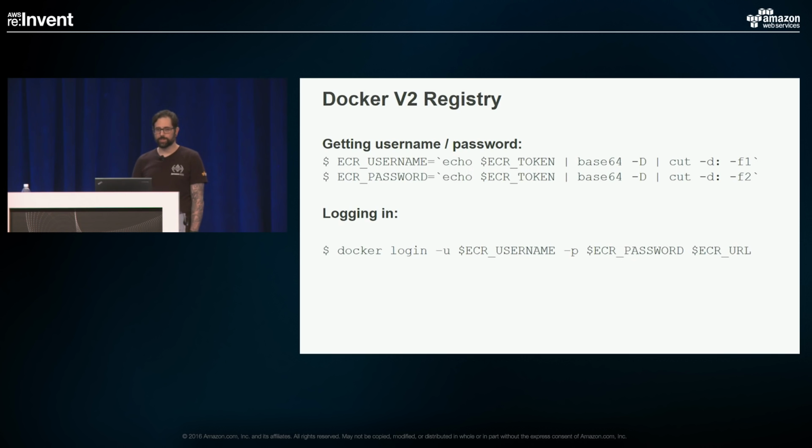Because this is probably a little bit more cumbersome to do on a regular basis, this is actually what the ECR get-login command does under the scenes. You can go to the open source CLI and see it pretty much does the same thing, except it's written in Python instead of Bash. Base64 -D, this is what it is on your Mac. If you're running on Linux, I think it's a lowercase d.